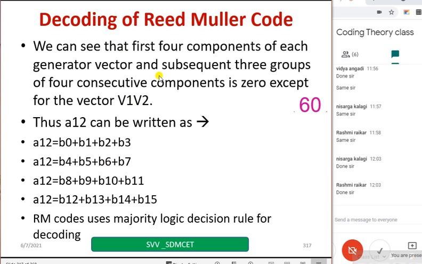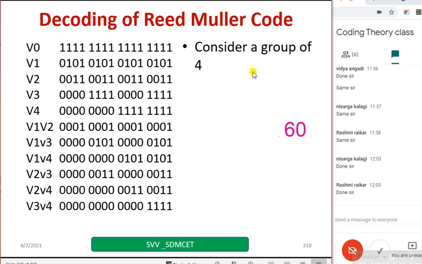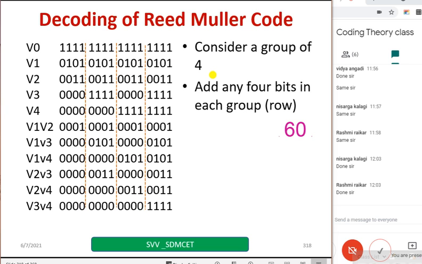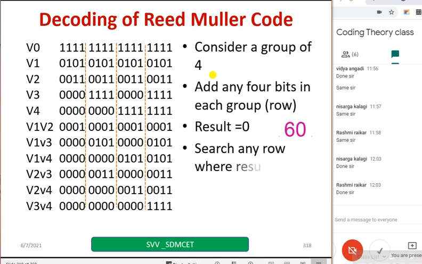Consider groups of 4. Hope it is visible to you now. Add any 4 bits in each group, row-wise; the result will be 0 most of the time. Search for any row where the result is not equal to 0. Start from V0 up to V3, V4, you try. Then let me know the answer.